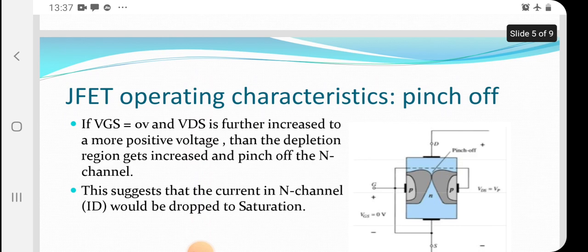So some of the operating characteristics. There is a special characteristic we call pinch off as far as your junction FET is concerned. The condition says that whenever your gate source voltage is equal to 0 volt and your drain source voltage is further increased to a more positive voltage, the depletion region increases and pinch off takes place at the N channel. This suggests that the current in the N channel, the drain current, would drop to saturation.